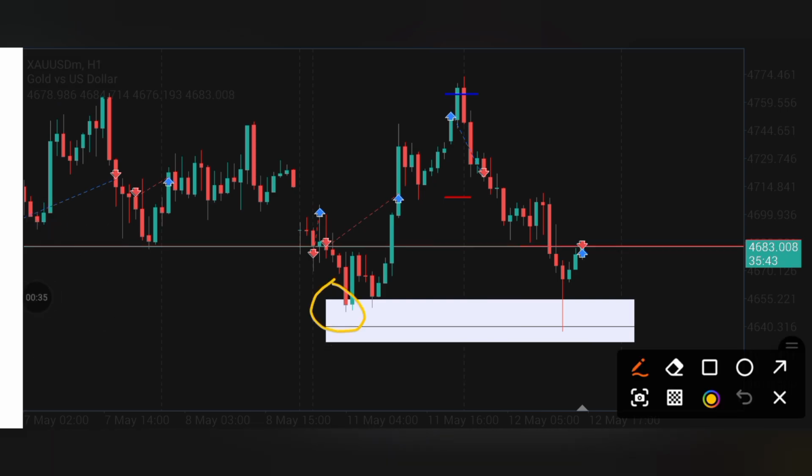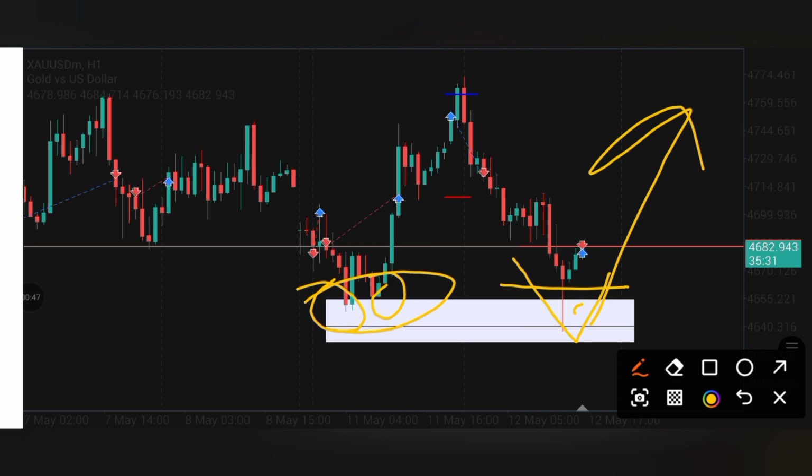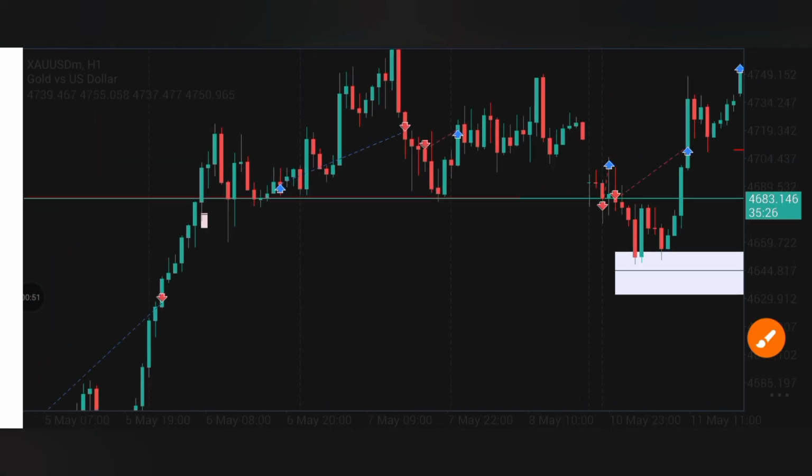Look, there was multiple rejection, there was a rejection and a rejection. So when there are these two rejections, we are expecting that when the market comes to this point now and taps, it will go up. So meaning what? This is a support level. This is how we mark it, guys.